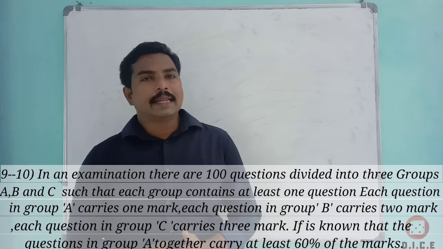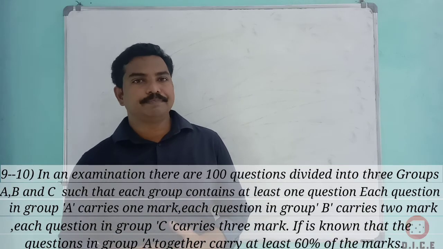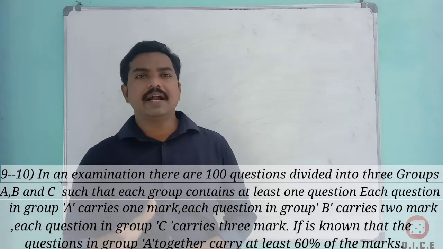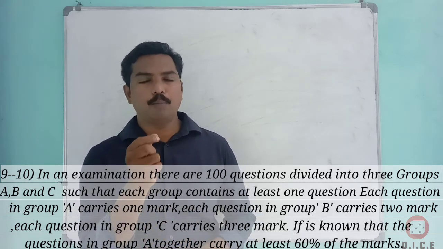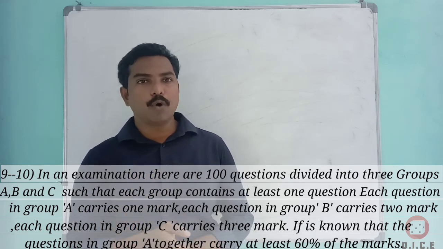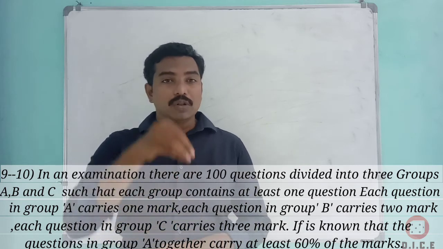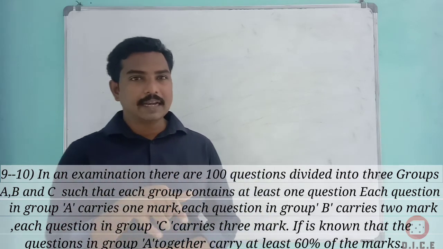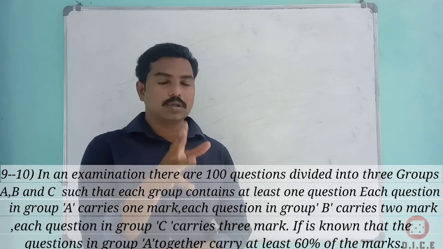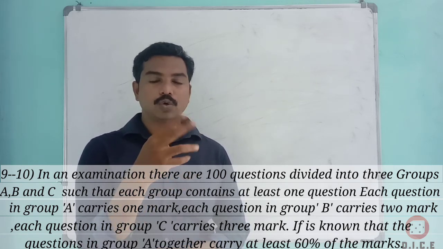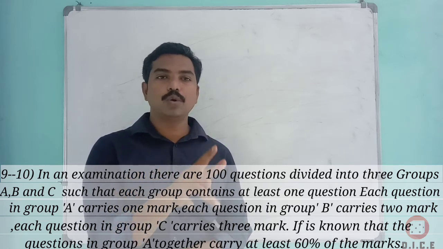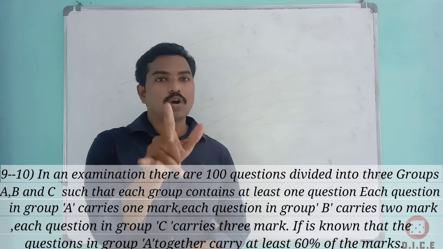Friends, questions number 9 and 10 also depend upon the data analysis. As I said in the previous question, in each data, a single point is most important, the key point. That single point should be considered as the key point. Now the key point in the data of questions 9 and 10 is that the number of questions in A should be 60% of the total marks. That is the one point.